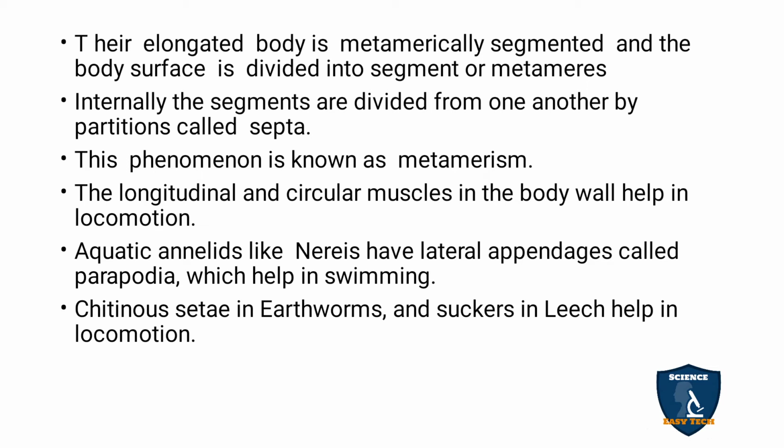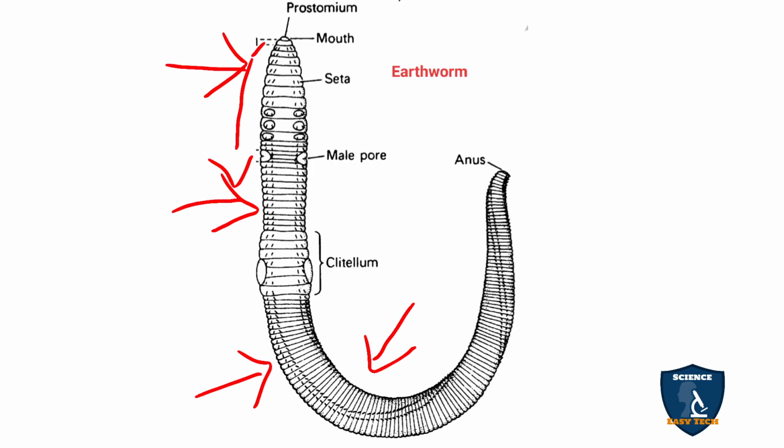The longitudinal and the circular muscles in the body wall help in locomotion. So, the walls have longitudinal muscles and circular muscles. Just imagine, it may be long like this, or it may be circular, which is helpful during locomotion. Locomotion means movement.